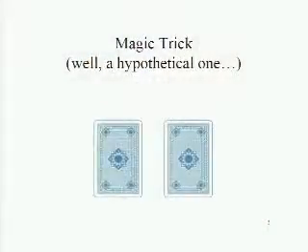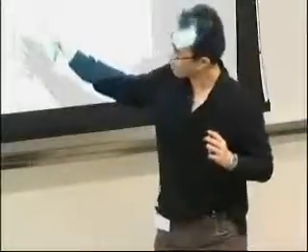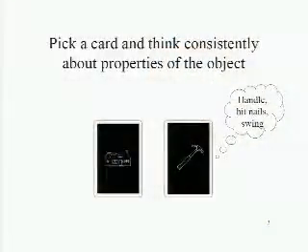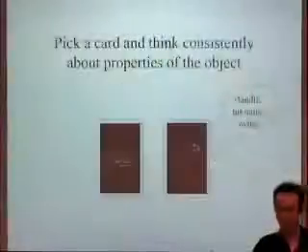So first of all, let me begin with a magic trick. There are two cards on the screen facing down. Well, it's really a hypothetical one because I don't have an fMRI scanner in my pocket. There are two cards facing down. On the back of the cards are pictures of concrete objects, like a house or a hammer. Now, I want you to pick one card. Don't tell me which one you picked, of course, otherwise it wouldn't be magic.